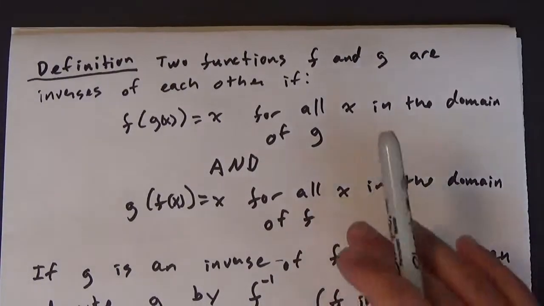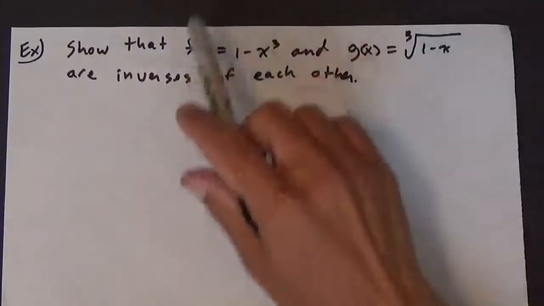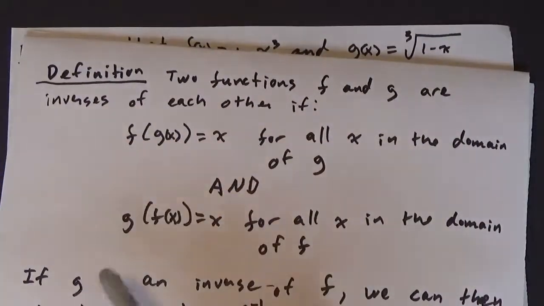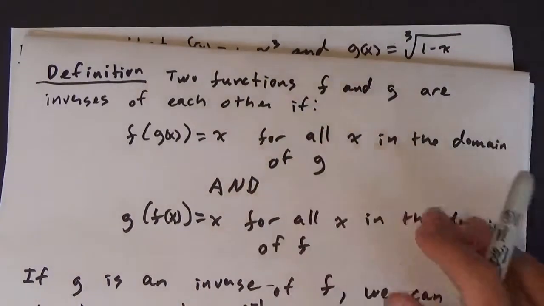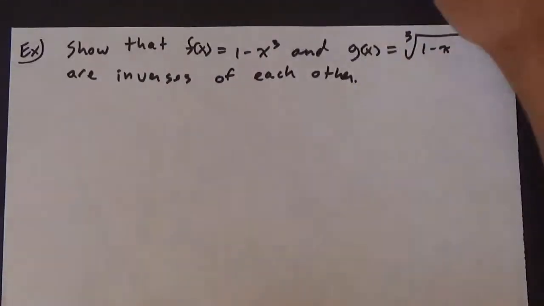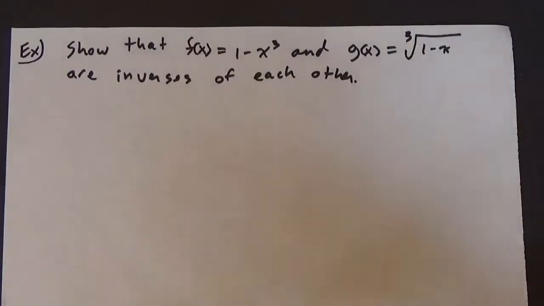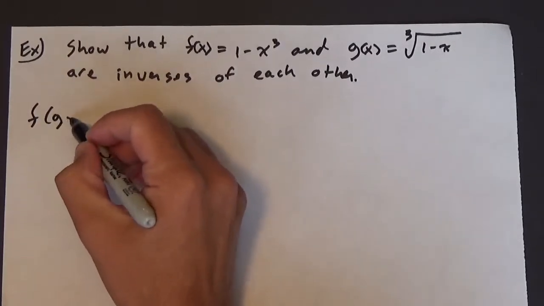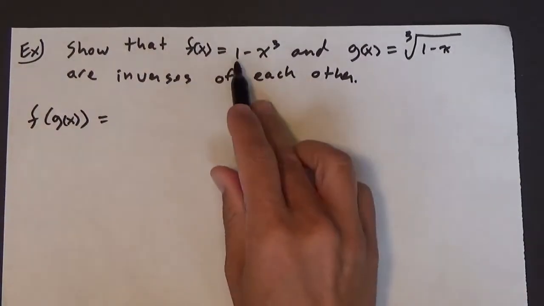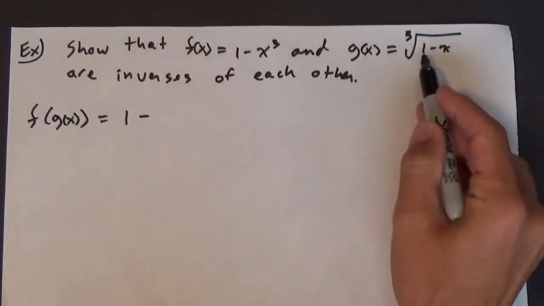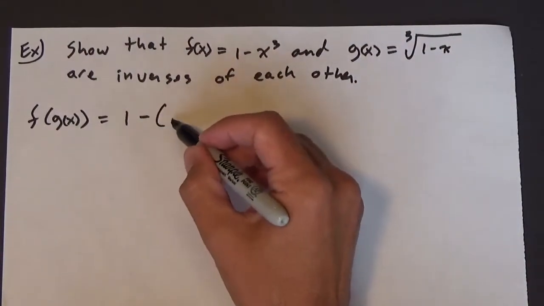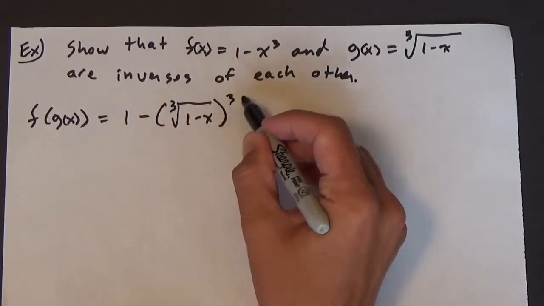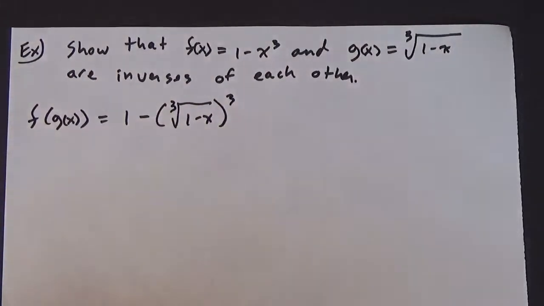So for this problem here, to show that these are inverses of each other, all we need to do is take the composite of f with g and the composite of g with f and make sure we get x out of it. So let's go ahead and go through each of these. F of g of x equals, well, here's f of x. We have 1 minus, and then we got to put g of x in there. So we have the cube root of 1 minus x cubed. So there is our composite.